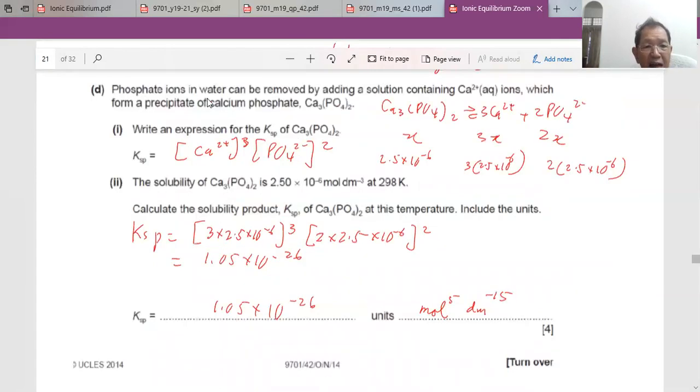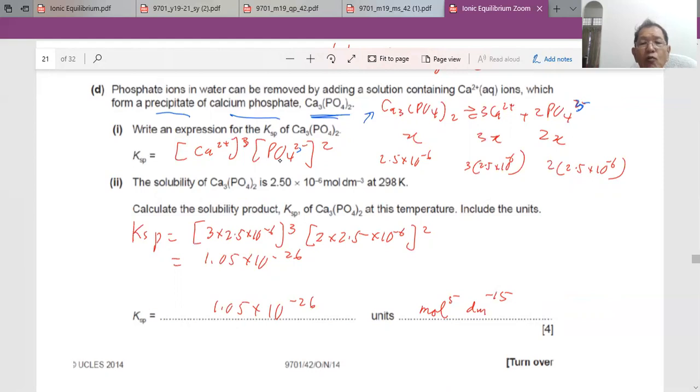Phosphate ions in water may be removed by adding a solution containing calcium ions, which form a precipitate. The precipitate is calcium phosphate. Phosphate is 3 minus. I made a mistake here, so shameful. Phosphate is 3 minus, so that's why it's calcium 3, PO4 2. Calcium is 2 plus, phosphate is 3 minus. So the equation is easy.